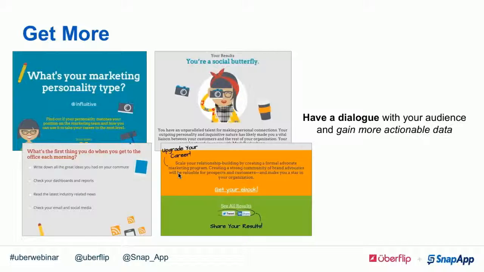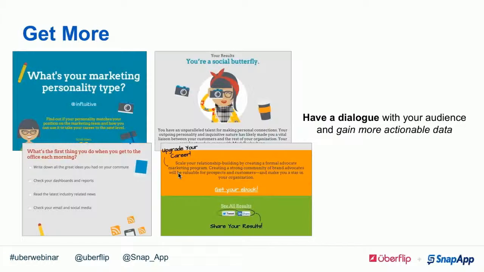And of course, you can get more. So this is Influitive. This is an example of one of our customers that we actually share with Uberflip. So this is a joint Uberflip and SnapApp customer. Influitive, they're amazing. They had an ebook. And for them, what they wanted to do was figure out how can we activate our database to get them to download this ebook. And what they decided to do was create some interactive content before the ebook.